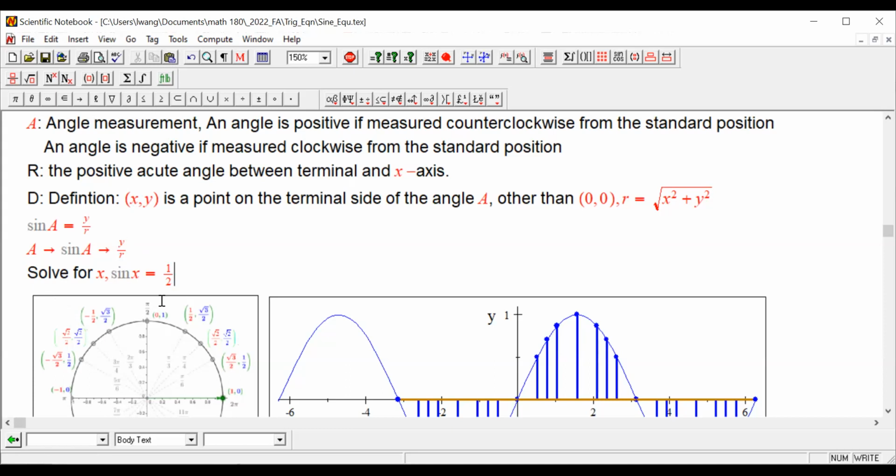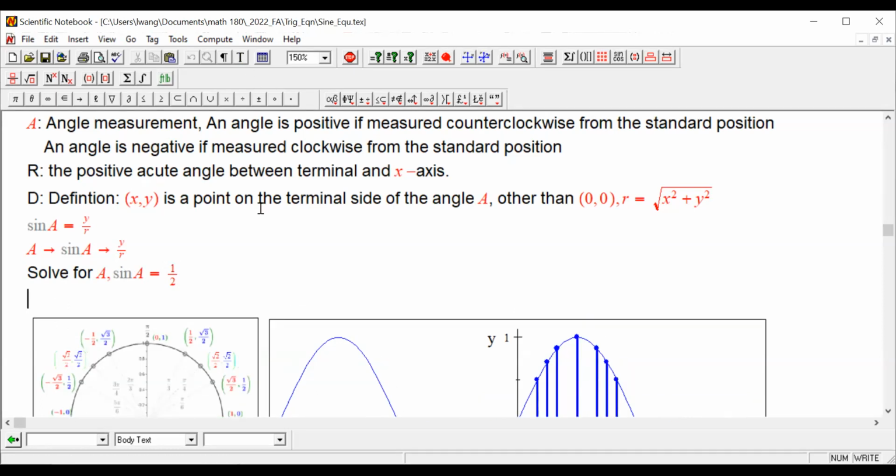So what does solve for x mean? We're going to use A. In other literature you're going to see x, but here I'm going to use A, because I want to be consistent with the A of ARD. It doesn't matter, it's just a placeholder. So what does this mean? The meaning of this statement is that we know the output. The output is given, which is 1/2.